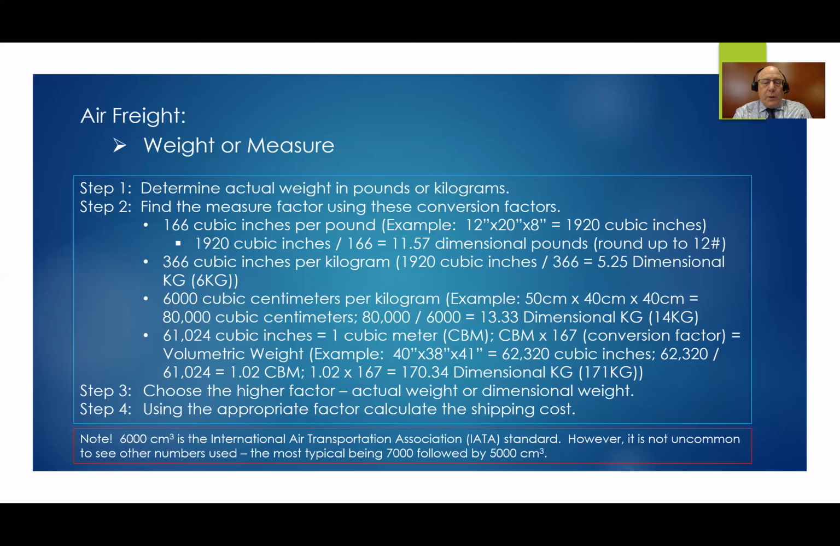The fourth bullet point that we can go back and look at is that there are 61,024 cubic inches in 1 cubic meter.